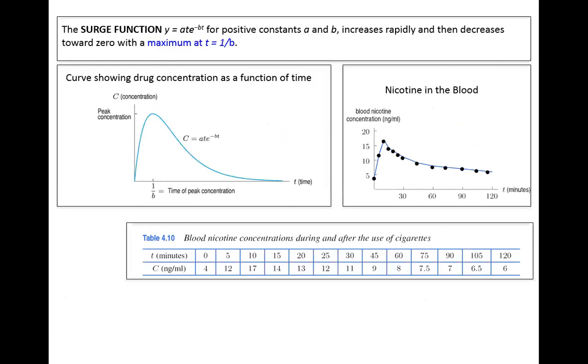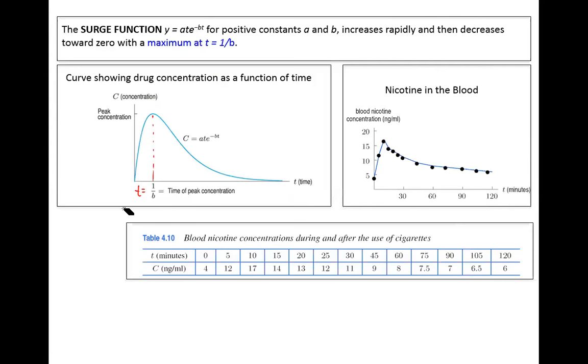Okay, and then we have the last section. It's also another function, the surge function, which is defined as a times t times e to the power of negative bt, for the positive constants a and b. It increases rapidly and then decreases towards 0, with a maximum at t equals 1 over b, 1 over that coefficient. That's another way to look at this quite fast.